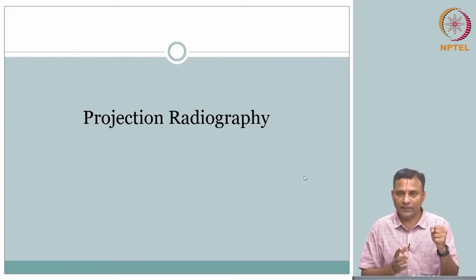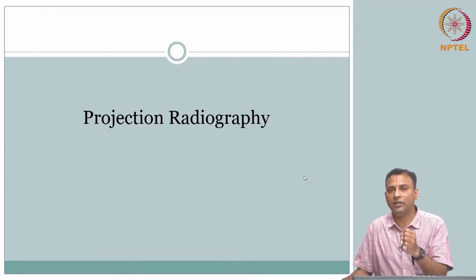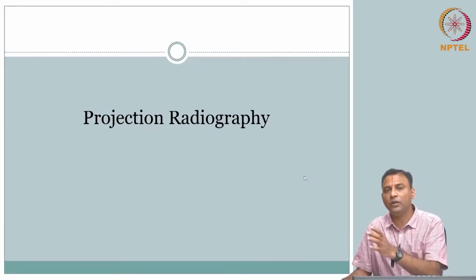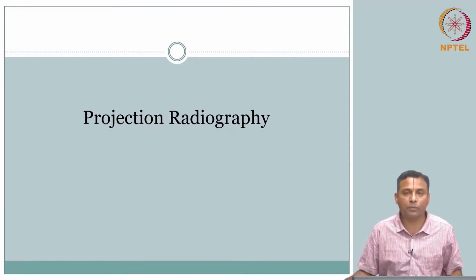So we had the physics, then how are we planning to cover it? From physics we want to go to instrumentation. From instrumentation we want to go to image formation. From image formation we want to go to image quality. Okay. So with that we will start projection radiography.